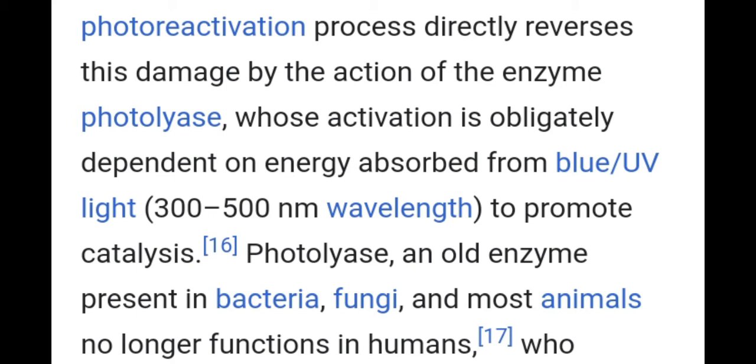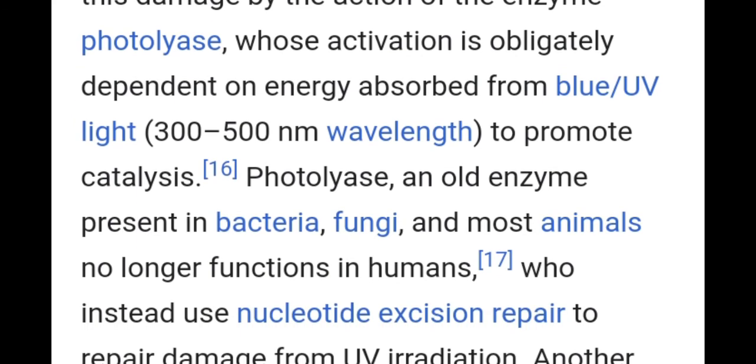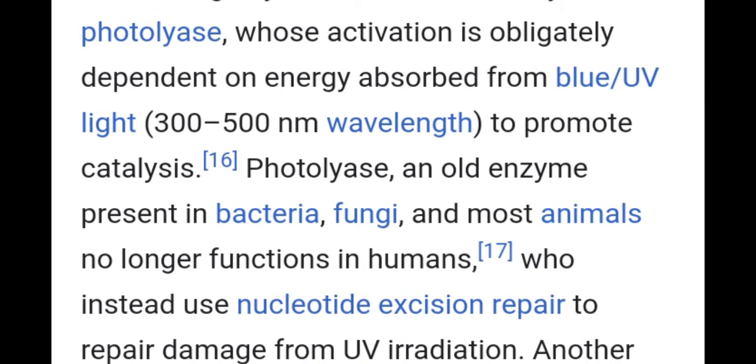Photolyase is an old enzyme present in bacteria, fungi, and most animals, but it no longer functions in humans. Humans don't have this photolyase to be able to do the function. Humans have a different type of enzyme to repair this type of pyrimidine dimers.